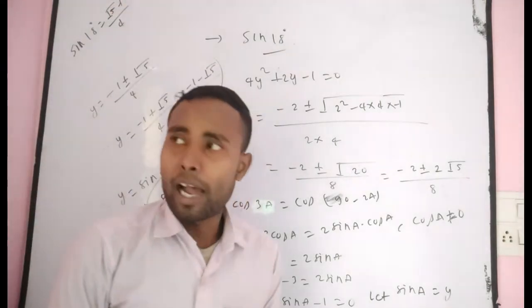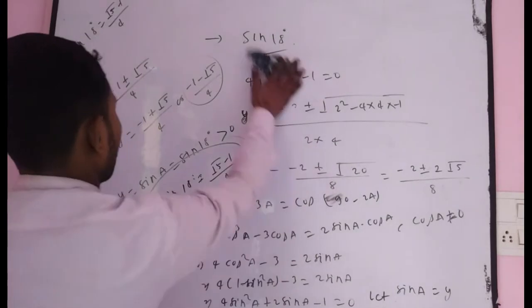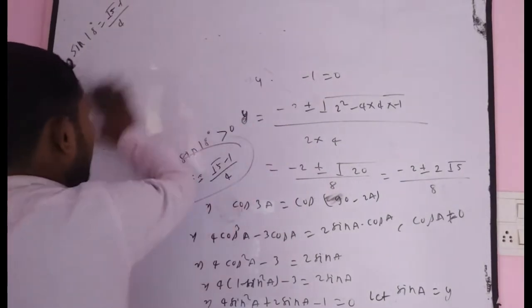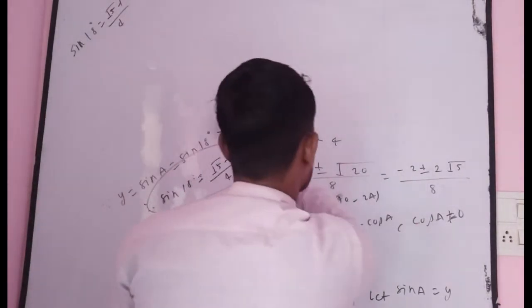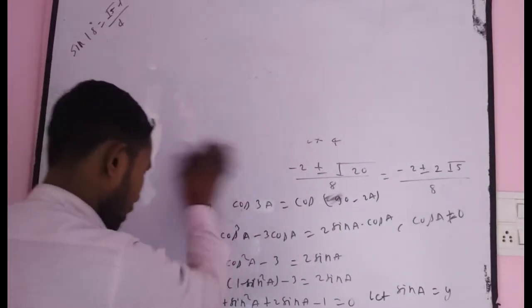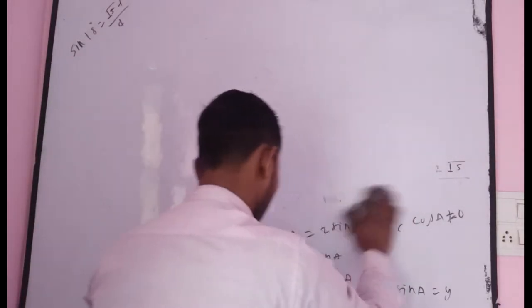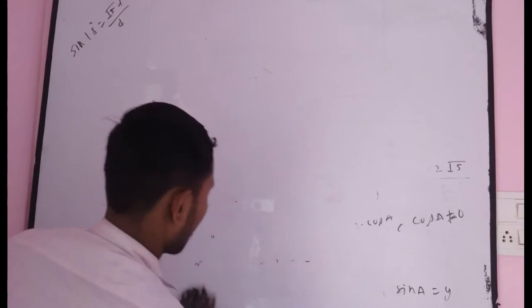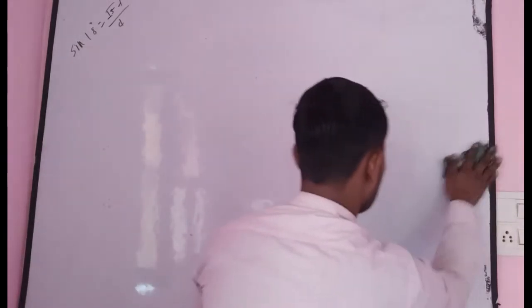Now, I want to give you another value to find next. Suppose that you have to find the value of cos 36 degrees. How can you find the value of cos 36 degrees?